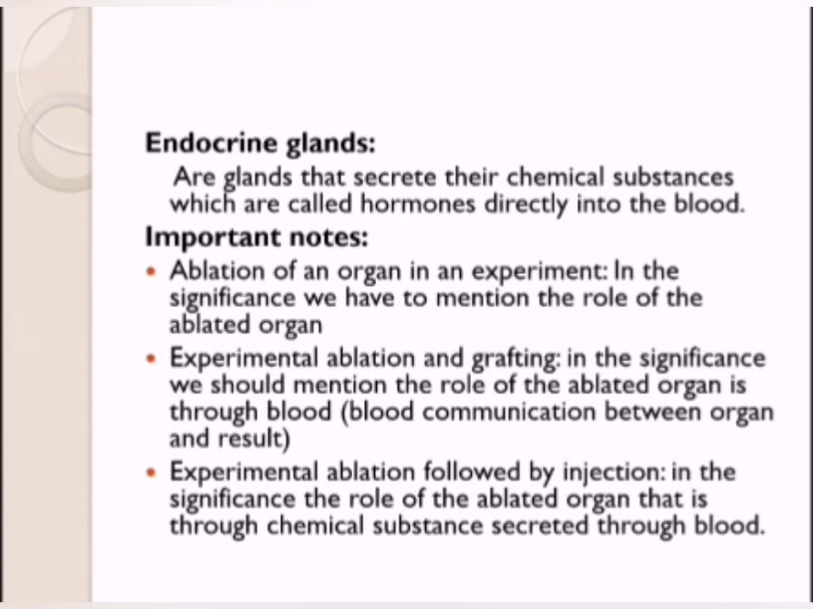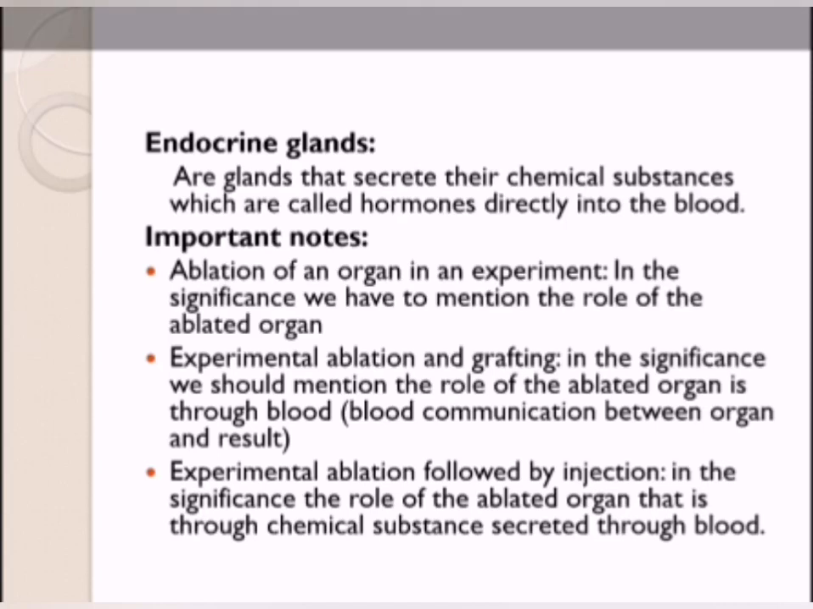Now, some important notes that we will use in the deduction of some experiments in this chapter. The first one: ablation of an organ in an experiment. In the significance, we have to mention the role of the ablated organ. For experimental ablation and grafting, in the significance we should mention that the role of the ablated organ is through blood communication. And for experimental ablation followed by injection, in the significance we should mention that the role of the ablated organ is through a chemical substance secreted through blood. Miss, you're going to see how we can use such sentences in writing a significance.